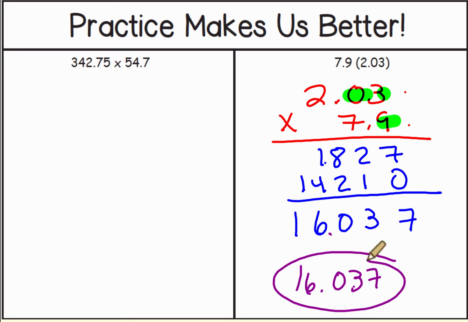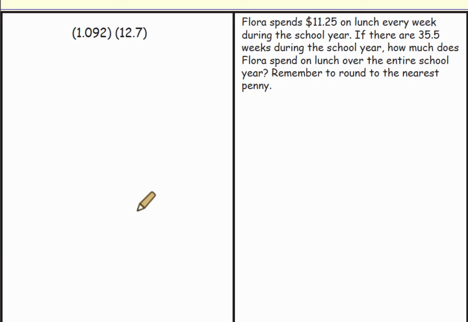So our product is 16 and 37 thousandths. If I had done this with estimation and rounding to a whole number, this is 2 when I round it, and this is 8, and 2 times 8 is 16, and I got just over 16, which would make sense. Okay, so try this one.